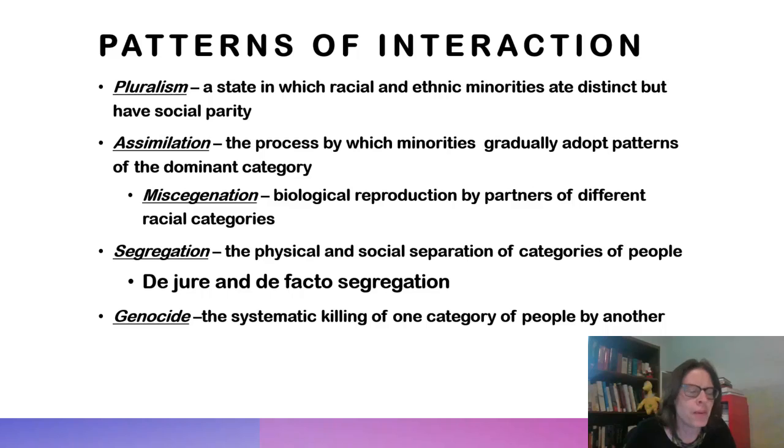This is really where we're occupying the same land, the same piece of dirt. And we don't do this particularly well. Different groups, different races, different ethnicities, different tribal identities, differences. So pluralism is a state in which racial and ethnic minorities are distinct but have social parity. So they're distinct but equal. You don't see this very often.